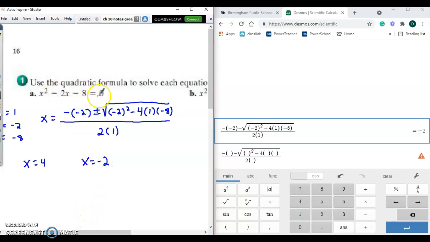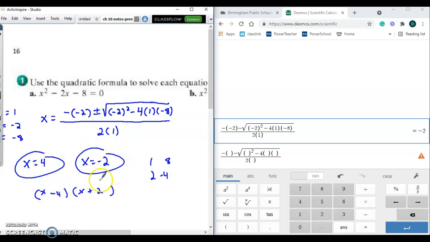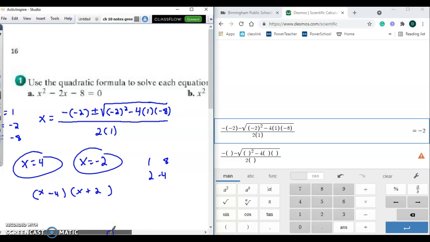And we could factor this. We could use the zero product property. Is this factorable? Negative 8, it should be, right? So if I had x and x, so 8 is 1 and 8, 2 and 4. So we could use a negative 4 and a positive 2. Set each of these equal to 0, and we'll get our 4 and our negative 2. So you could factor it to solve, but the quadratic formula will make it so that even if it's not factorable, you'll be able to get your answer.